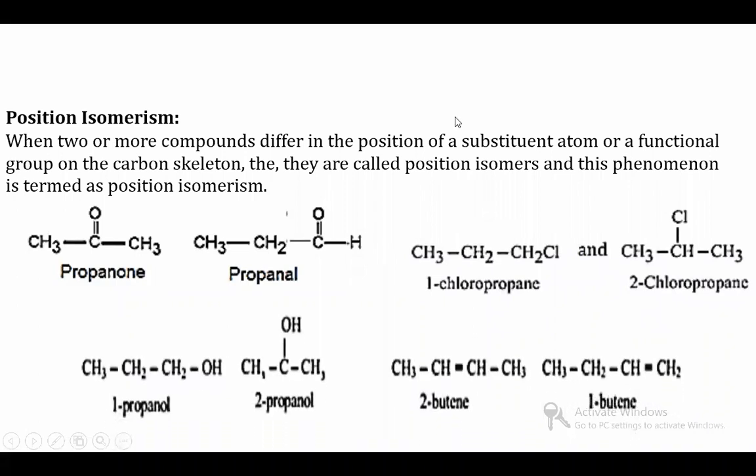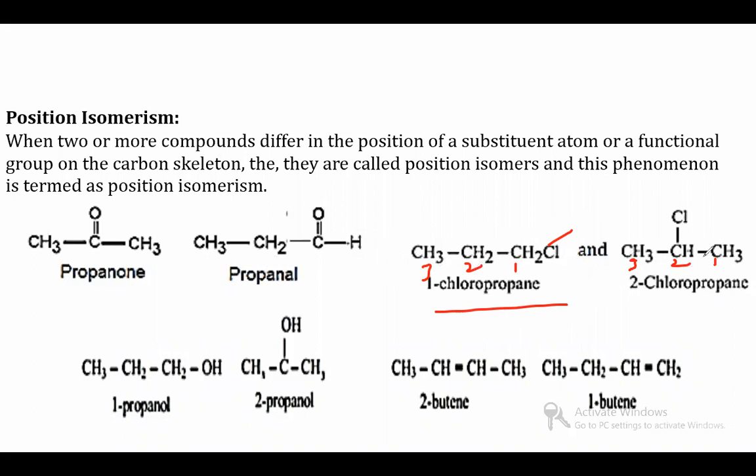Here, 1-chloropropane and 2-chloropropane. Here the numbering 1, 2, 3 should not be given from this side because chlorine would get the maximum number. So the lowest number is from this side, 1, 2, 3. So 1 chloro, 3 carbon, propane, 1-chloropropane. If you want, you can count the number of hydrogen and carbon or the substituent group. That will be the same.